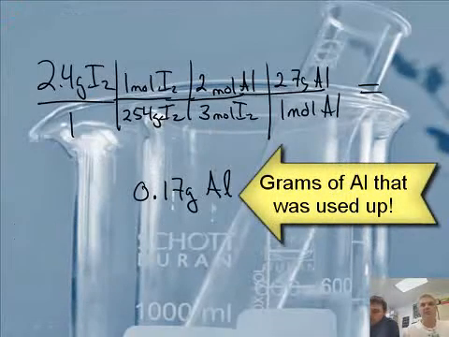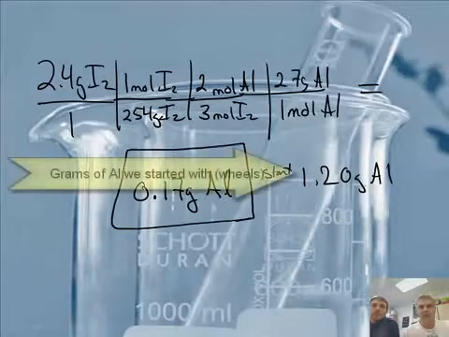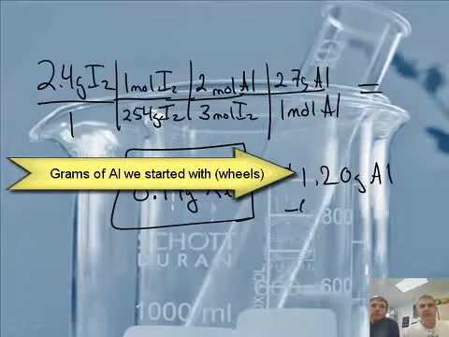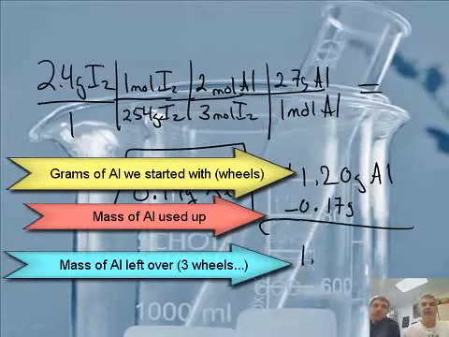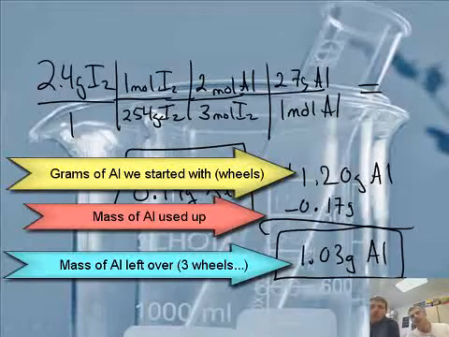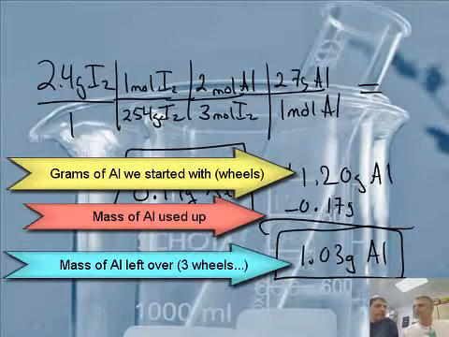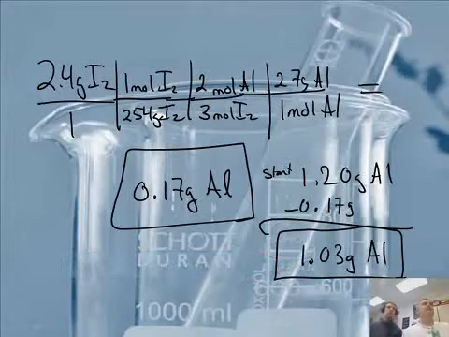We started with 1.20 grams of Al, but we only used up 0.17 of that. So what we'll do is subtract 0.17 grams of Al, and that, of course, is 1.03 grams of Al. So that's how much is left over, did not react. So most of the aluminum still remains. We used up only a scant amount. All right, go back to the bicycle analogy. I had extra wheels. The question's kind of like how many wheels are left over. Got the picture?